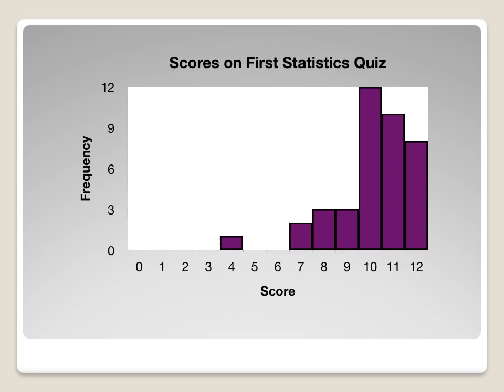Here is a histogram that we talked about in the last podcast on frequency tables and histograms. As you recall, this is a distribution that deviates from normal. The deviation is considered to be a negative skew because the left tail is longer than the right tail.